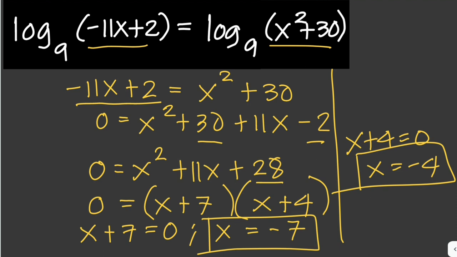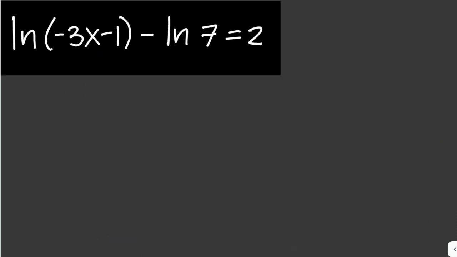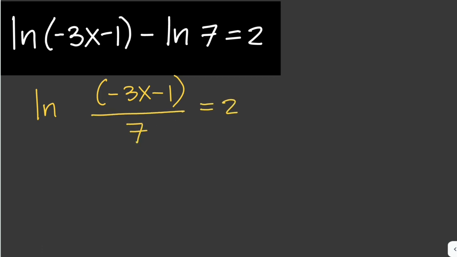Okay, let's solve another problem here. ln of -3x minus 1 minus ln of 7 equals 2. Okay, by using the properties of natural logarithm, we can use the quotient property to solve this equation here. So we can write this as ln of -3x minus 1 over 7 equals 2.